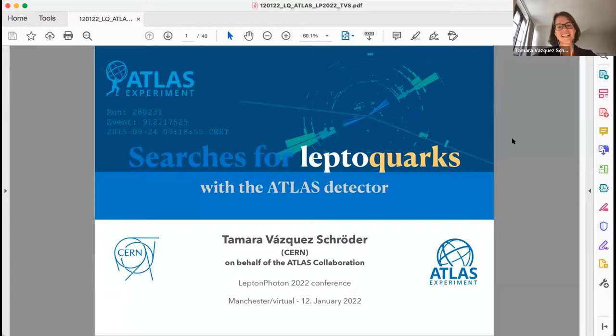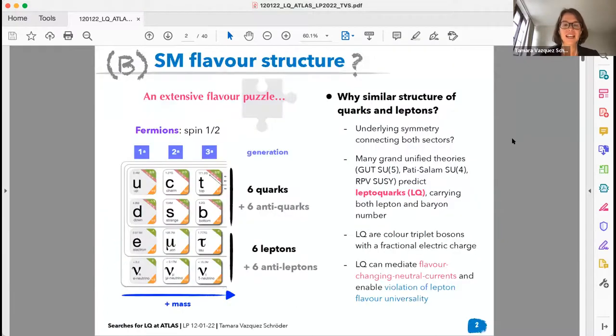Great. Then, good morning, everybody. Thanks for the invitation. It's a pleasure to show you the latest results from searches for leptoquarks with the ATLAS detector. Before we dive into the actual results, I wanted to remind you why leptoquarks are interesting to look at. For that, I go back to the extensive flavor puzzle that the Standard Model is.